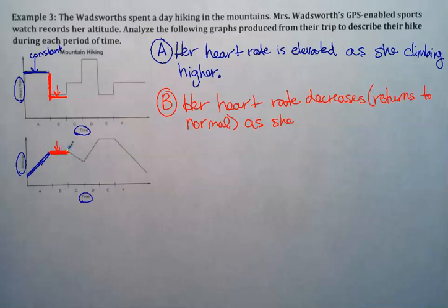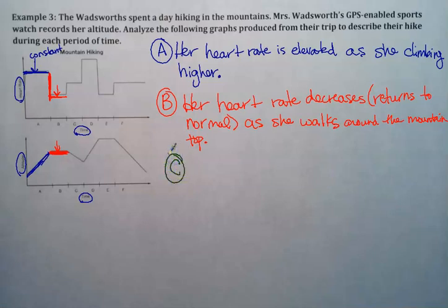Maybe she's walking around the top, like on the peak of the mountain that she's on. Maybe she's looking around and taking some pictures. We just know that her elevation is constant. So her heart rate decreases or returns to normal as she walks around the mountaintop. Because we don't know all the answers, right? We're just kind of trying to paint a picture of what's happening.